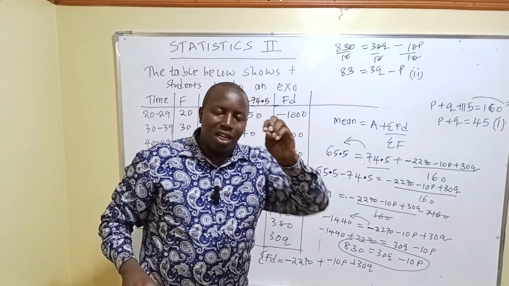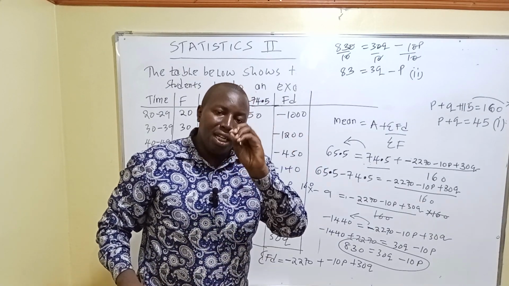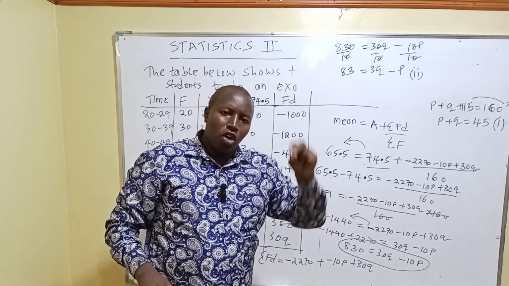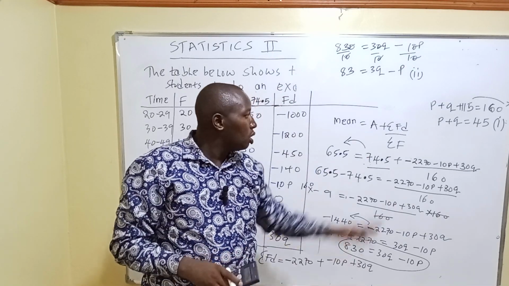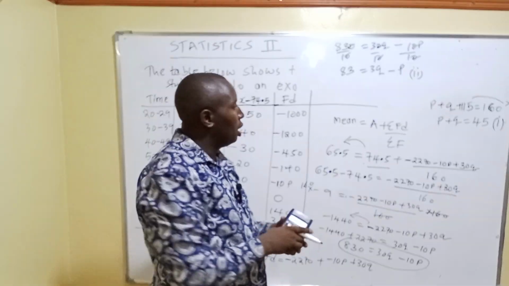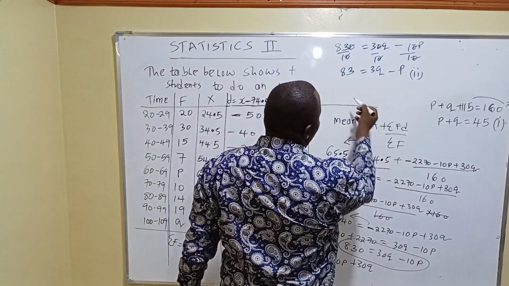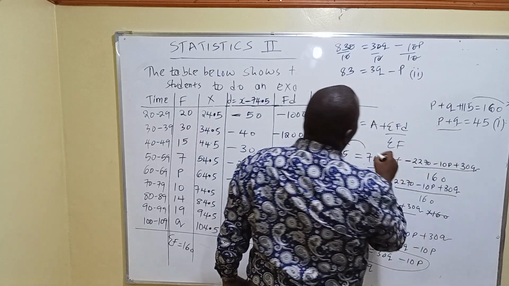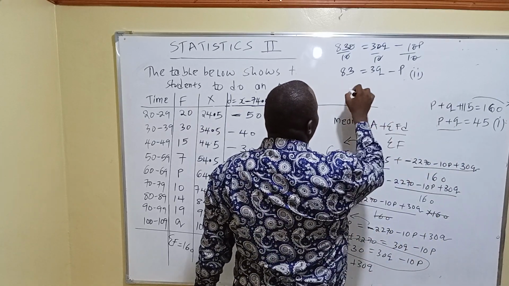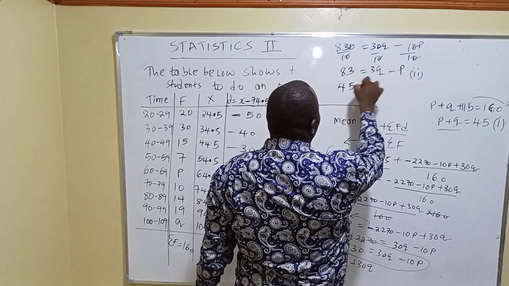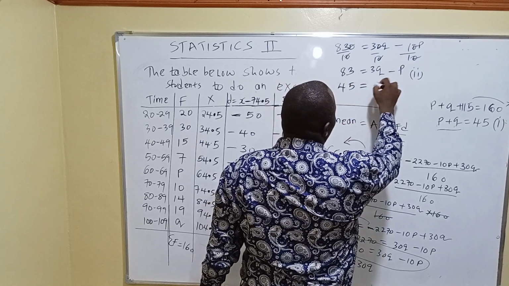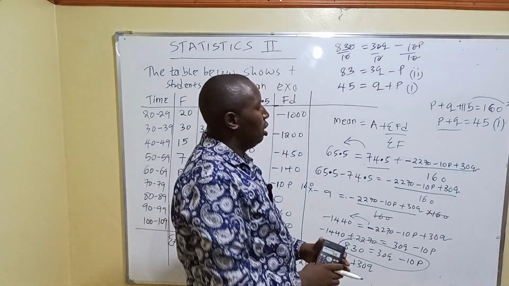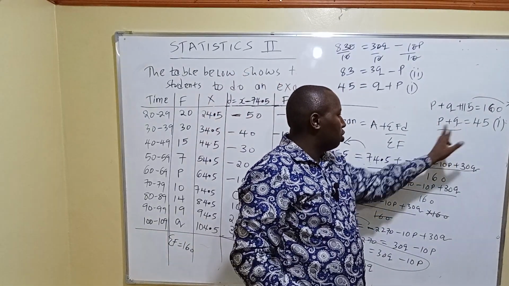you must have a basic knowledge in linear equations in form 1, specifically simultaneous equations. Because this one forms a linear equation, you get 83 is equal to 3q minus p. Take this, p plus q equals 45. It is the same as saying 45 is equal to q plus p. That's the first equation.